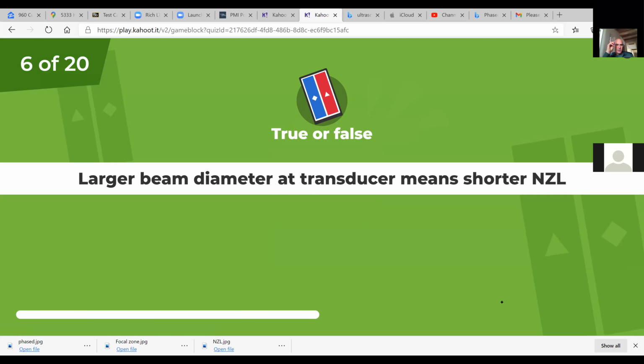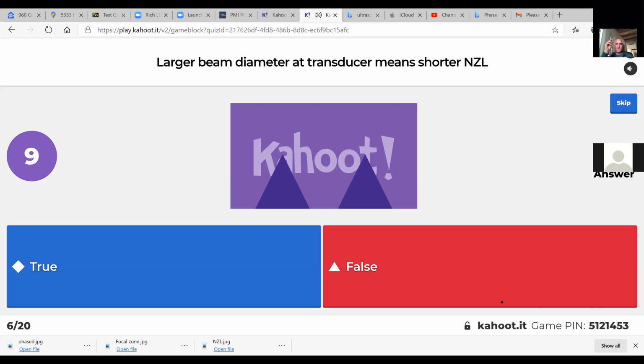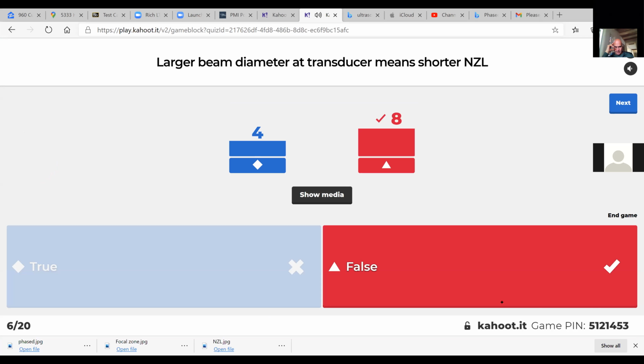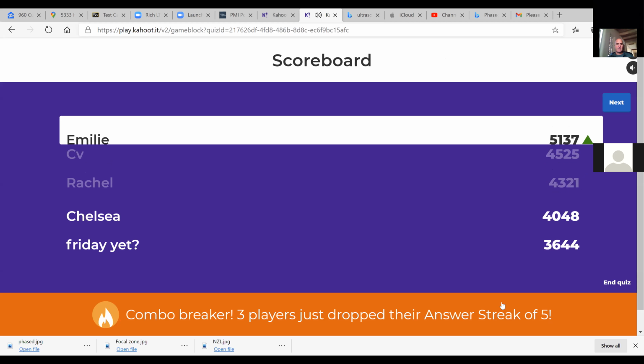True or false? Larger beam diameter at transducer means shorter near zone length. Good. Most of you got false. Large beam diameter means a longer near zone length. And that kind of makes sense. Well, there's another one that does not make sense. Let's see if we can find that out.